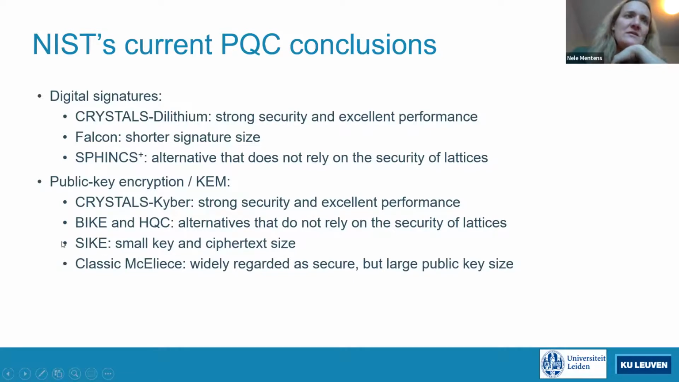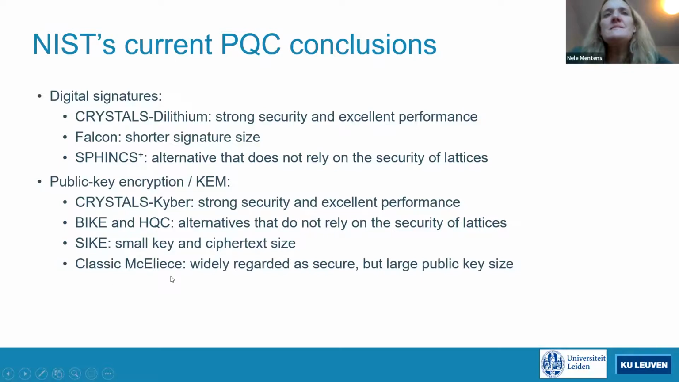Yes, SIKE, I should have crossed out here as well, because SIKE has been broken. It has a small key and ciphertext size. That was the main advantage. Like I said, it's not that all isogeny-based crypto has been broken, but SIKE has been broken. So this should be removed, or I should cross it from this list.